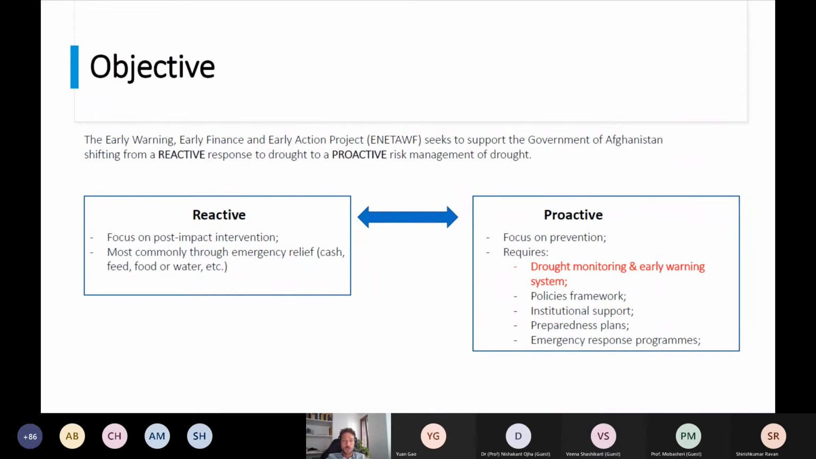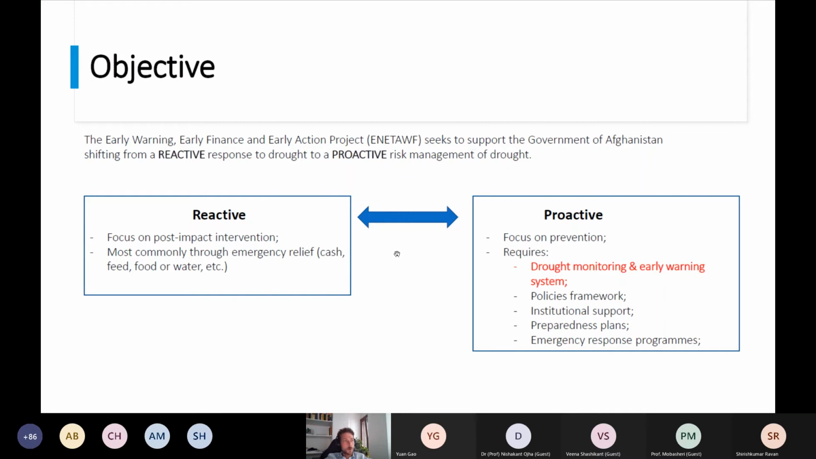And finally, of course, the emergency response programs, which go back to the reactive approach we were presenting before, but then need to be able to provide assistance to the households which are affected by drought, so that they can at least cover their basic needs and continue their livelihood in the place where they are living.